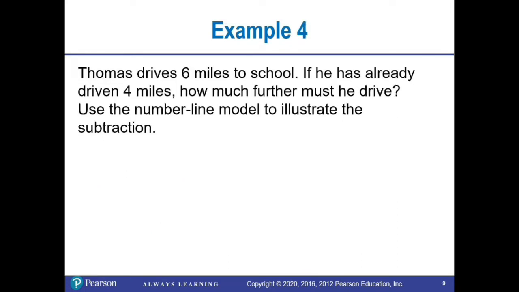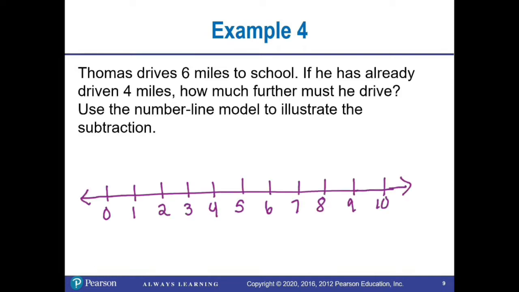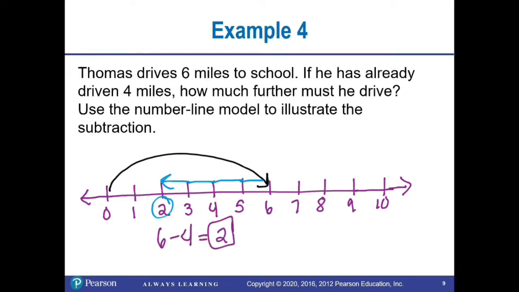In our next example, Thomas drives 6 miles to school. If he's already driven 4 miles, how much further must he drive? Again, we're going to use the number line model to illustrate our subtraction. Draw your number line, and I typically count from 0 to about 10 on my number line. Thomas drives a total of 6 miles, so I draw an arrow that starts at 0 and jumps to 6. He's already driven 4 miles, and I want to know how much is left, so I'm subtracting. I'm going to draw an arrow to the left, 1, 2, 3, 4 places. So 6 minus 4 is 2.